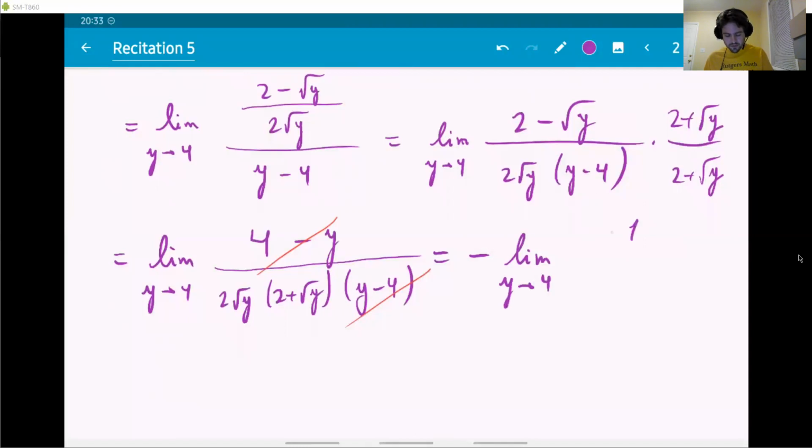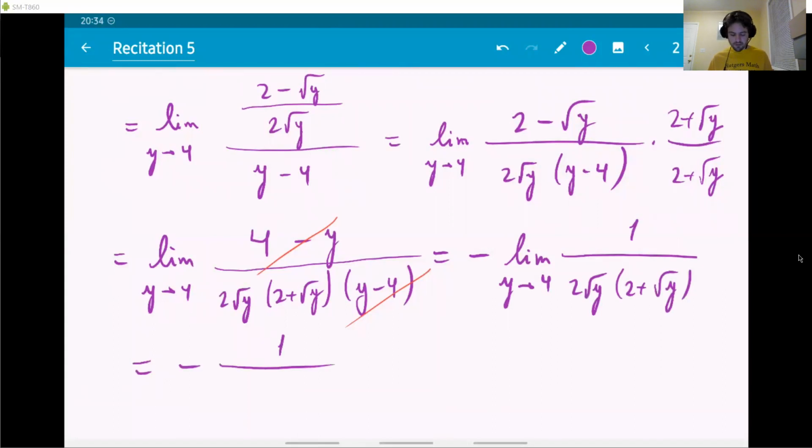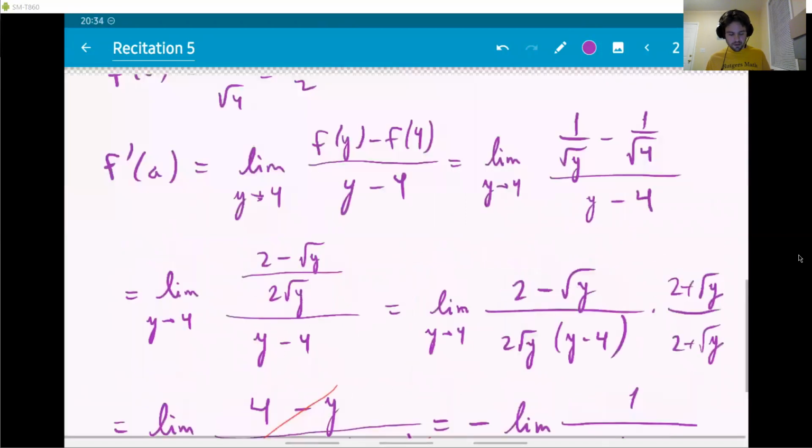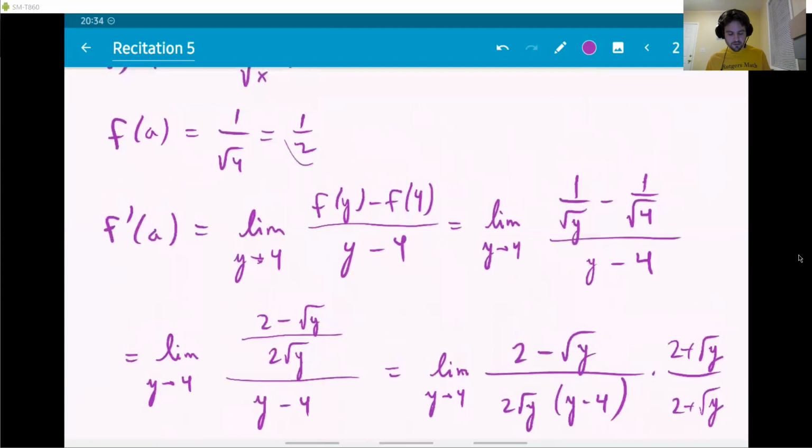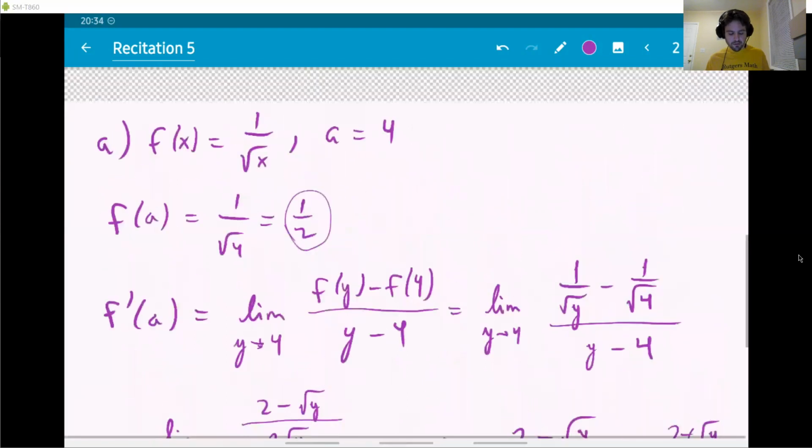So what you're left with is in the denominator 2 root y, 2 plus root y. We're plugging in y equals 4. That means you get 2 times root 4 multiplying 2 plus root 4. So 4 times 4 is 16, minus 1 over 16. That was the derivative. Keep in mind the value also of the function, 1/2, and the a value is 4.